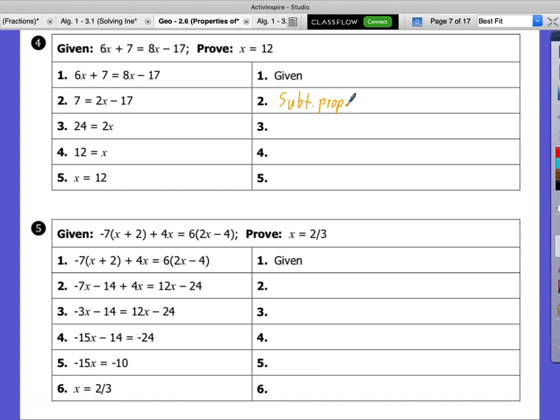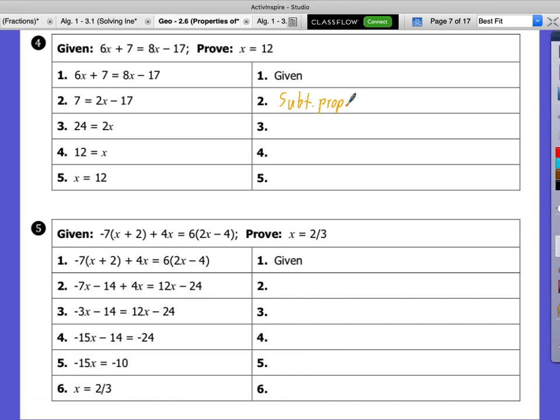You might be wanting to call it combine like terms because we see 6x and 8x, we say, oh, those are like terms, okay? So this one actually would still be subtraction property of equality. We'll save combine like terms for another example, and we'll see when we use it. I'll explain the difference then when we actually see it.